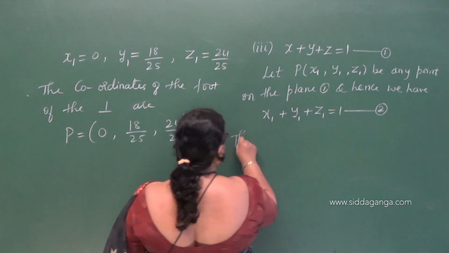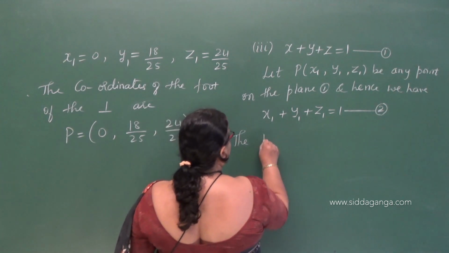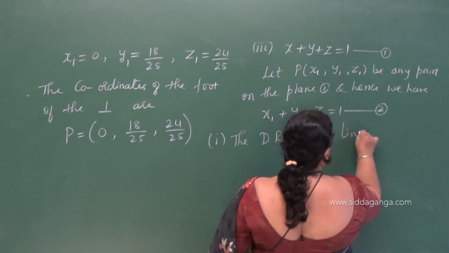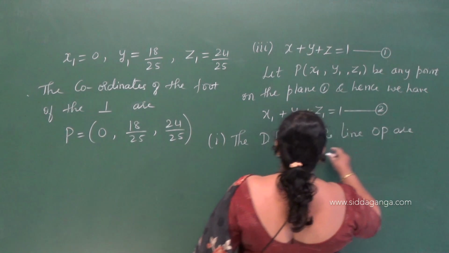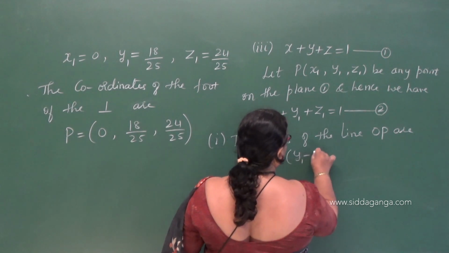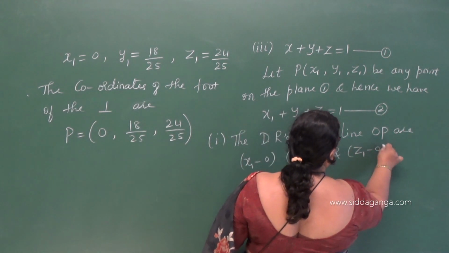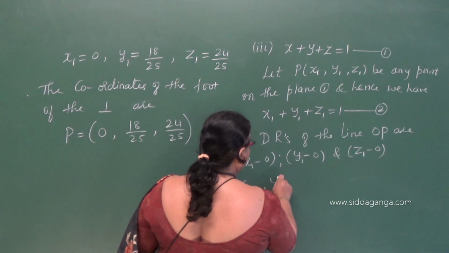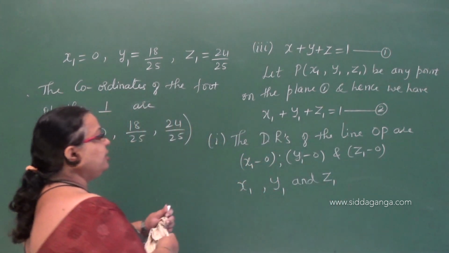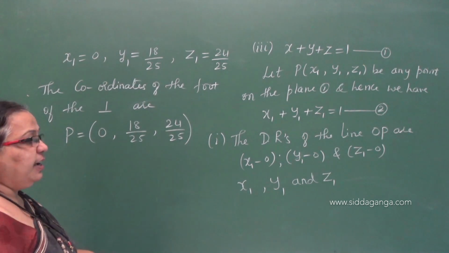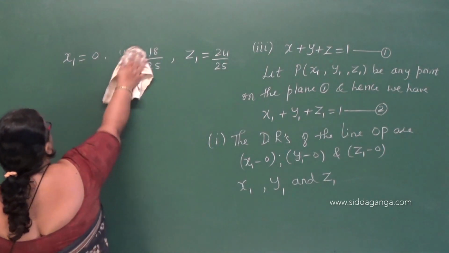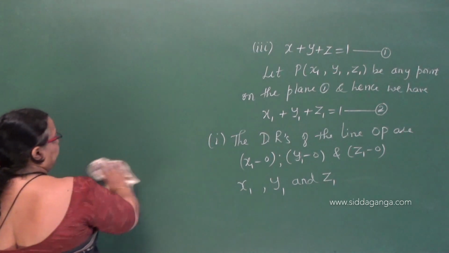Now the direction ratios, at the first point, the direction ratios of the line OP are x1 minus 0 comma y1 minus 0 and z1 minus 0. That is x1 comma y1 and z1. So these are the direction ratios of the line OP. That is, we have to join the origin to the point, and then we write the direction ratios.